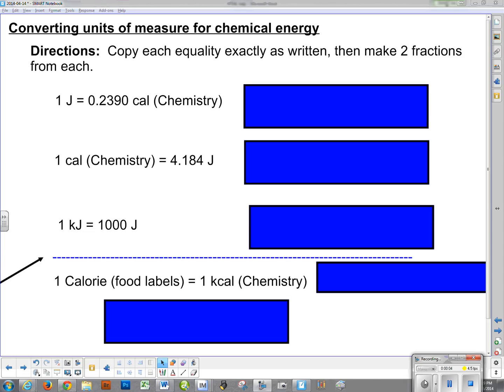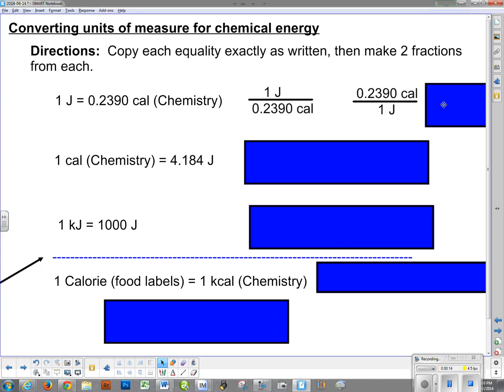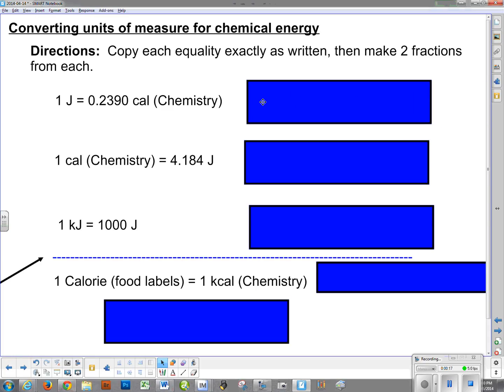And first thing we want to do is create fractions for each of these equalities. I'm going to give you a shot at it, where you can see right now what that is going to look like. We're making an equality into a fraction like we've done since August. So stop the recording and do that for yourself, and then come back and check it out.